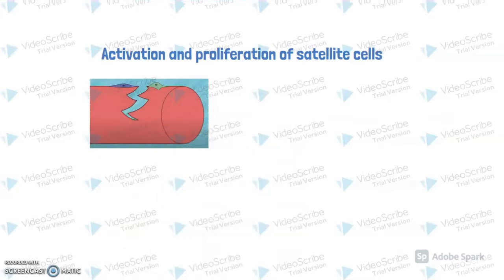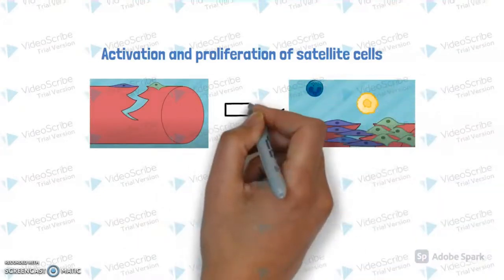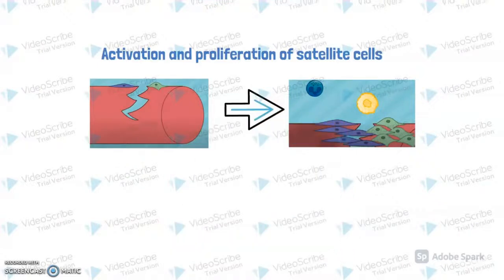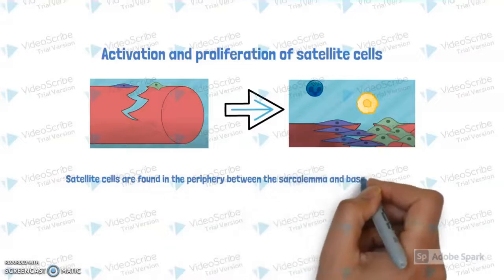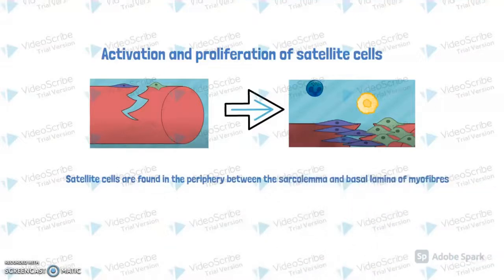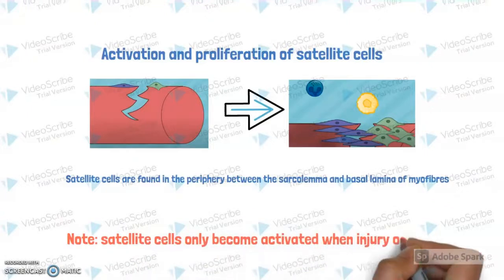Next, in the muscle regeneration process is the activation and proliferation of satellite cells to form new muscle-building material. Satellite cells are located along the periphery between the sarcolemma and basal lamina of myofibers. Satellite cells only become active once injury has occurred. Upon stimulation after muscle injury, satellite cells all along the myofibers rapidly activate, proliferate, and migrate to the regeneration site.